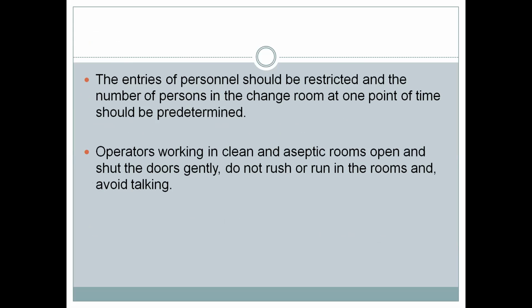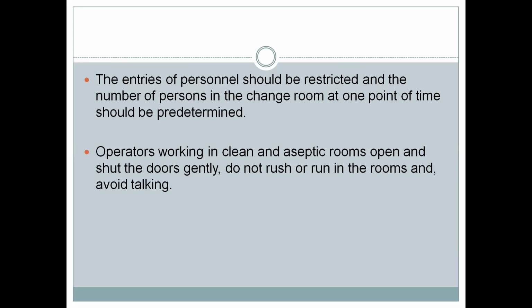Then the entries of the personnel should be restricted, and the number of persons in the change room at one point of time should be predetermined. That means at a time you cannot send some 50 members or 25 members, not like that. It should be restricted.